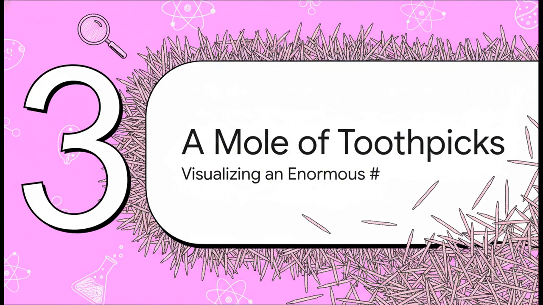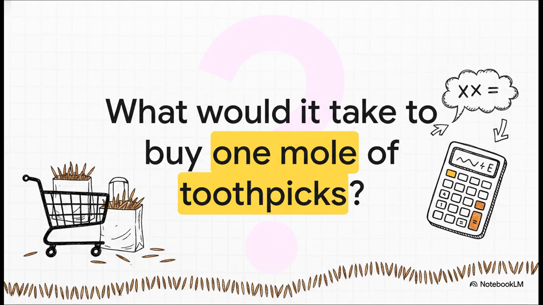Okay, but how big is that number, really? It's one thing to see it written down, but it's another to actually grasp it. So to really get a feel for this, let's try a little thought experiment. Let's imagine we're trying to get a mole of something we can actually hold. Let's say we're heading to the store with a very specific shopping list. 1 mole of toothpicks. I mean, a mole is just a number, so it should be possible, right? Well, let's run the numbers and find out.